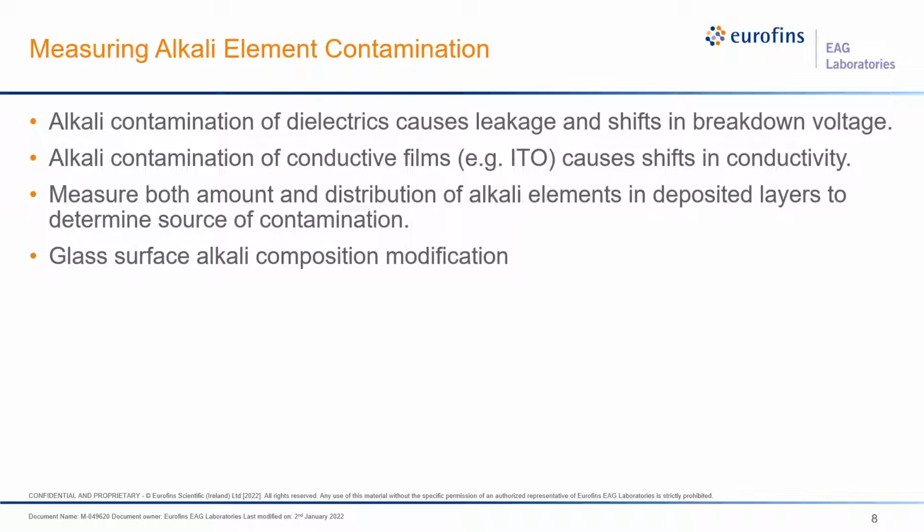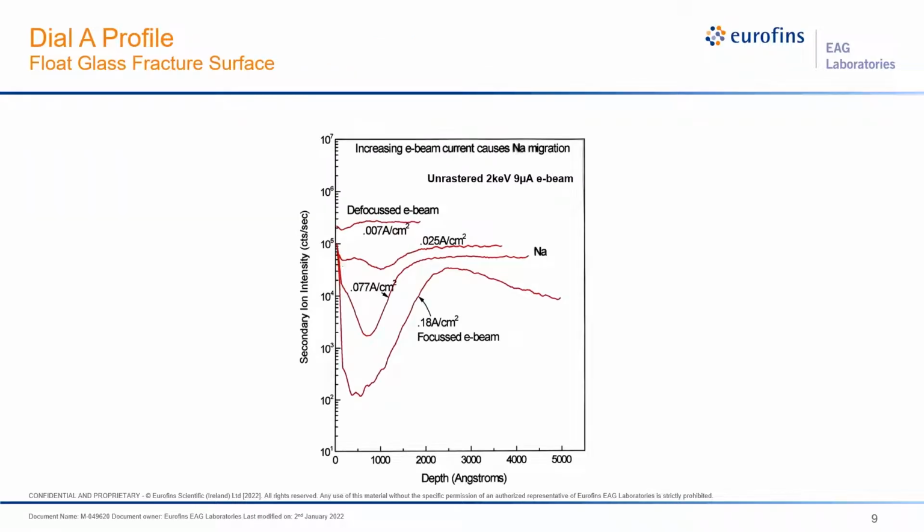We have been doing these kinds of analyses for semiconductors for a long time. Now, we took that knowledge and applied it over 20 plus years onto glass surfaces to look for alkali composition modification or alkali contamination coming from the substrate into the thin films, which I'm going to be showing today. So first, I want to impress upon you the challenges of doing alkali measurement in a bulk insulator.